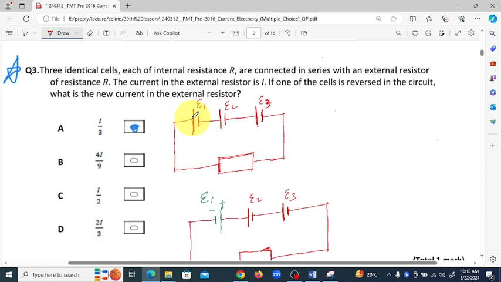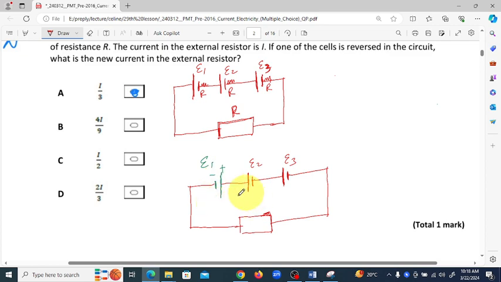Now the scenario is we have three EMFs, three batteries, and all three cells have internal resistance R, and the external resistance is also R, connected across the external circuit. We have to find what happens if one of the batteries is reversed, with its terminals reversed. So what is the new current in this case?